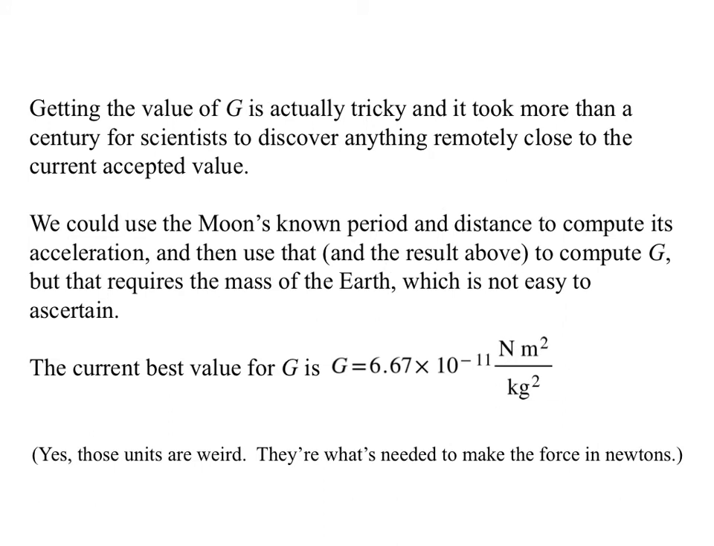Getting the value of g is actually tricky, and it took more than a century for scientists to discover anything resembling the current accepted value. We could use the moon's known period and distance to compute its acceleration, and then use that and the result above to compute g, but then we would need to know the mass of the Earth, which was not easy to ascertain either, in fact was not known until we knew the value of g. How do you measure the value of g?